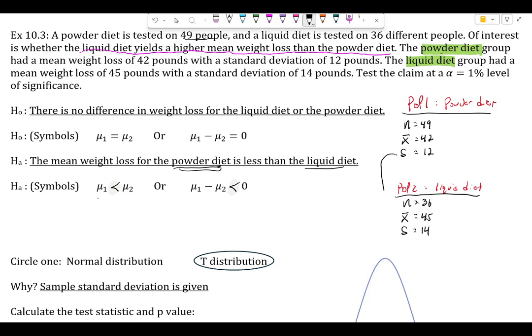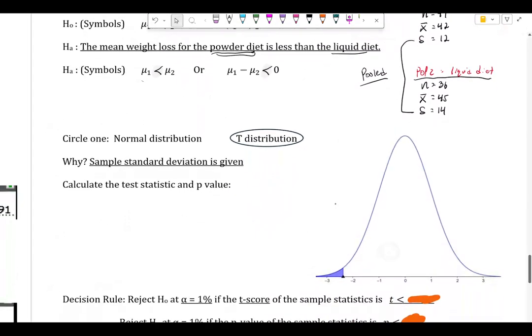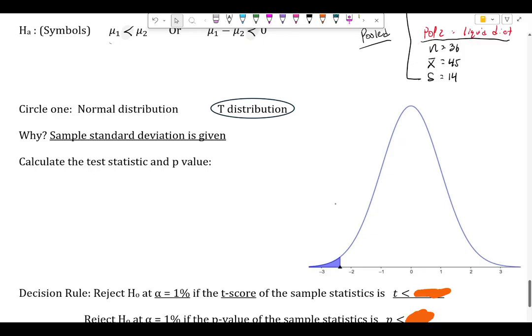I can tell already that this is not greater than 2 difference, so this will be pooled. 12 and 14 are close. 14 divided by 12 is not more than 2, so this will be pooled. Now that we've changed the alternative hypothesis to be less than, we will shade the rejection region way over here.